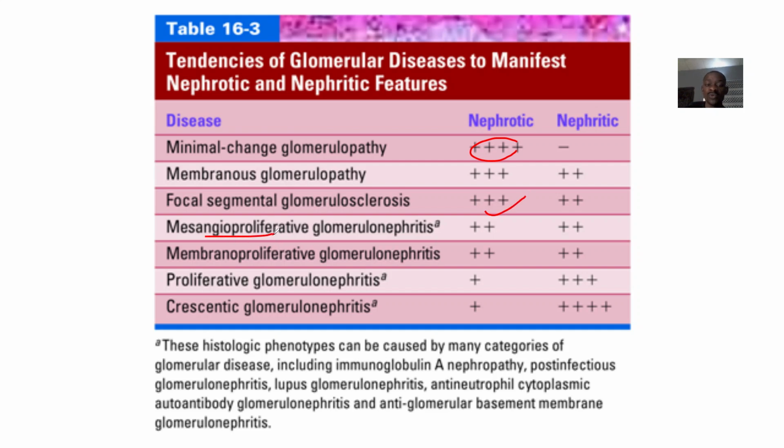Then mesangial-proliferative glomerulonephritis is 50-50. Membranoproliferative is 50-50. Proliferative glomerulonephritis is more on the nephritic side. Crescentic glomerulonephritis is also more on the nephritic side.